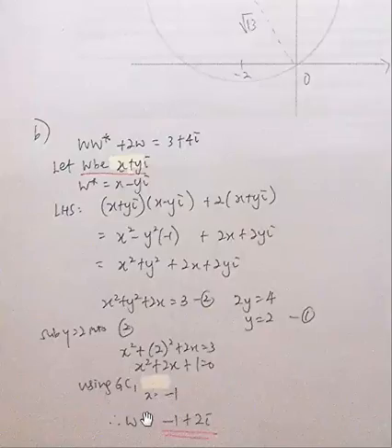Therefore, w equals a plus bi, where a is the real value, which is x equals negative 1, and b is the imaginary value, which is y, equal to 2. So w equals negative 1 plus 2i.